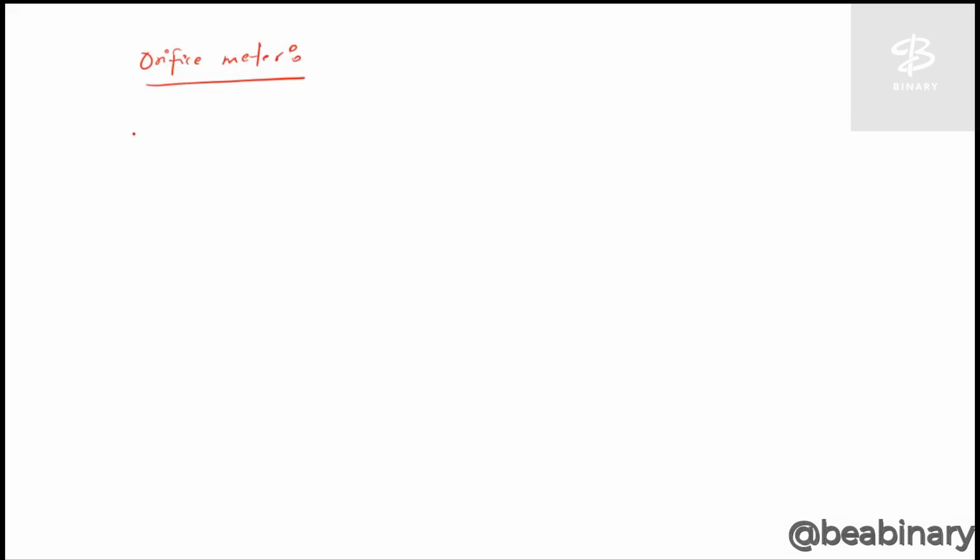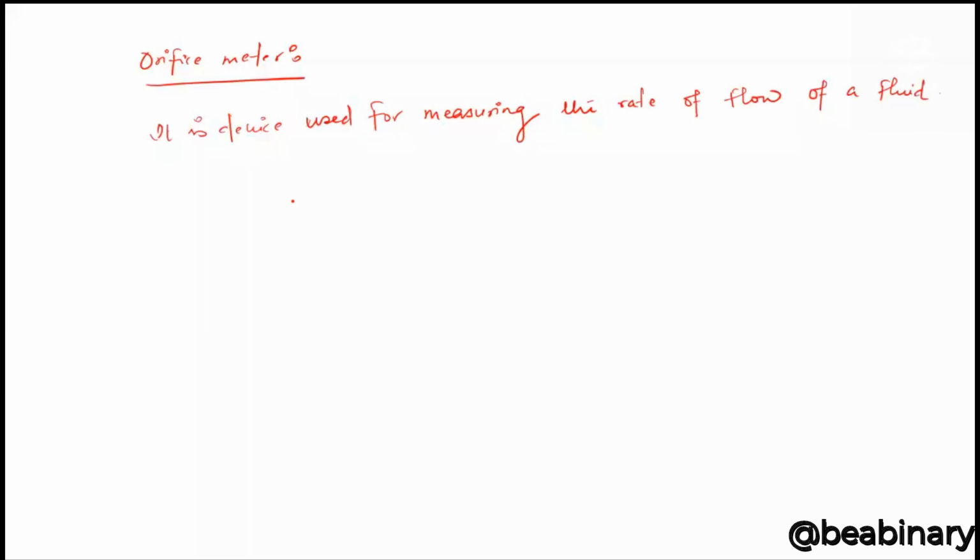So I am writing down the definition: it is a device used for measuring the rate of flow of a fluid flowing in a pipe.